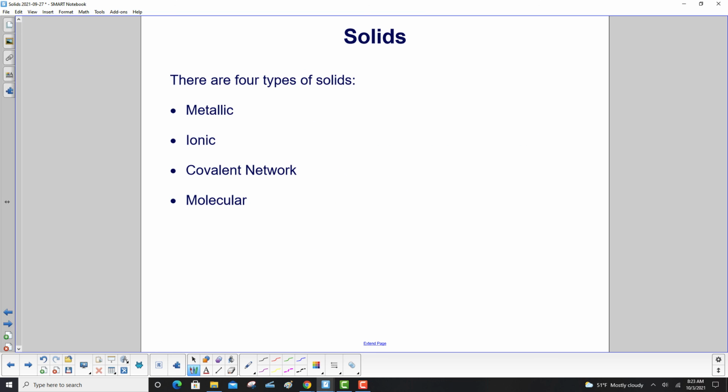We just showed this on the previous table, but here it is boiled down to just the four types of solids which we'll be talking about: metallic, ionic, covalent network, and then molecular.